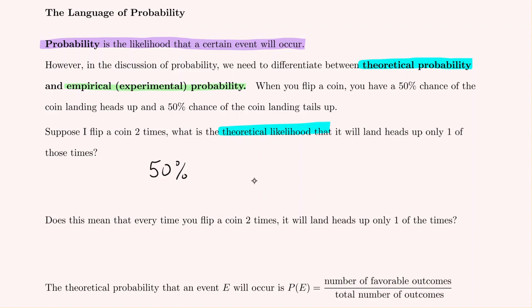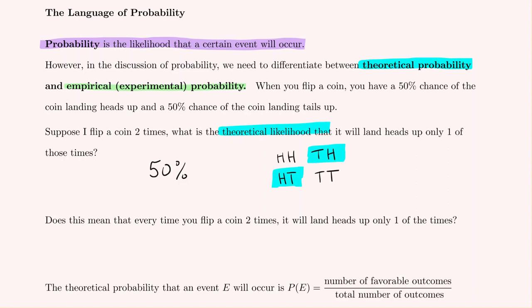And that would be correct because the possible outcomes are heads, heads; heads, tails; tails, heads, because the order matters; or tails, tails. And we see in 2 of these instances, we have heads landing up exactly 1 time. So half of the time, which is 50%.